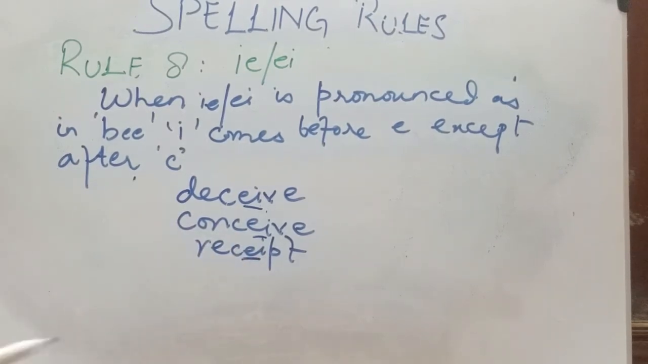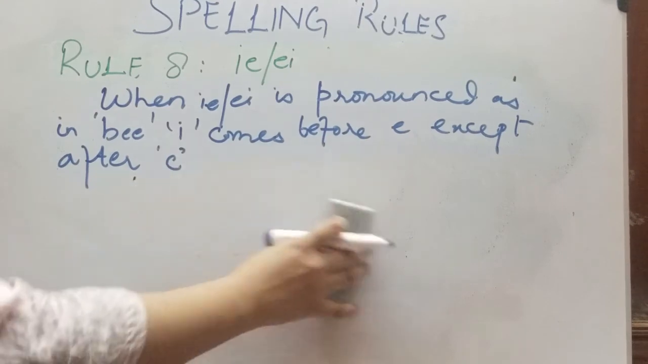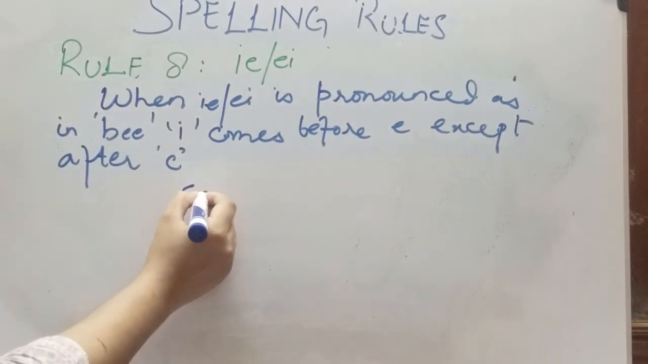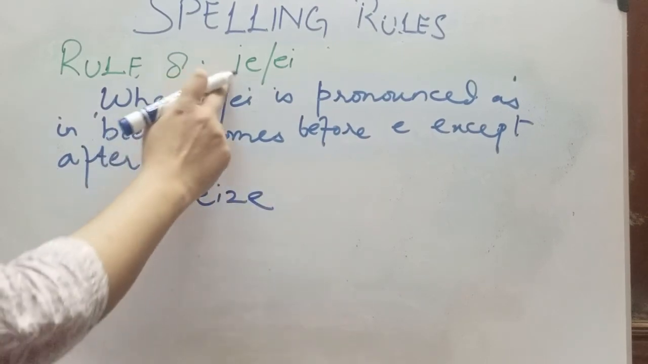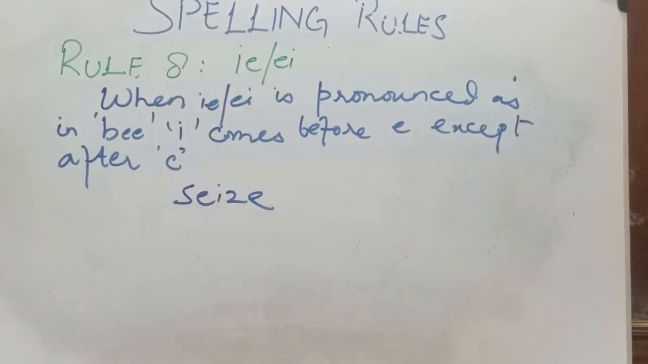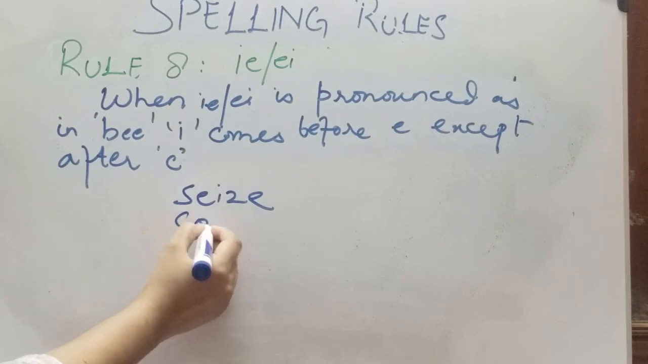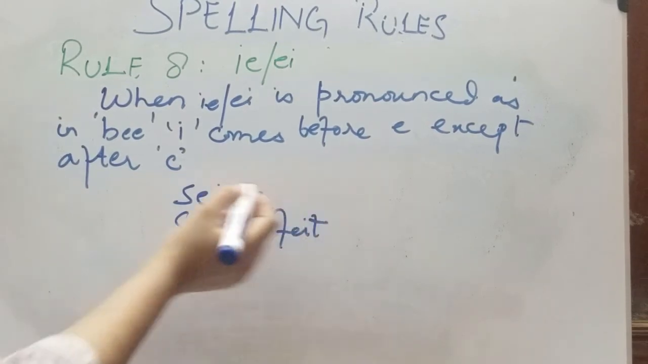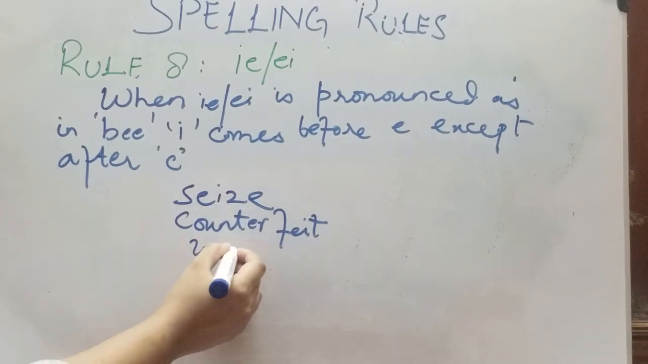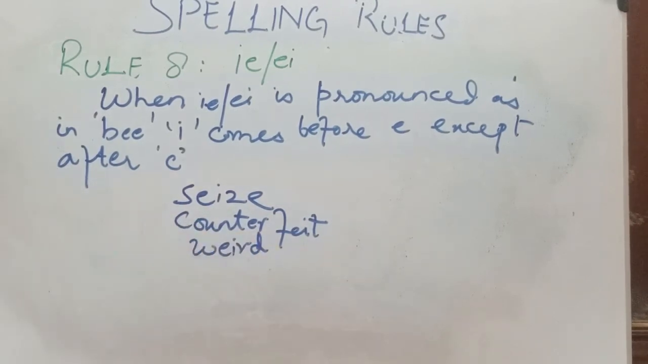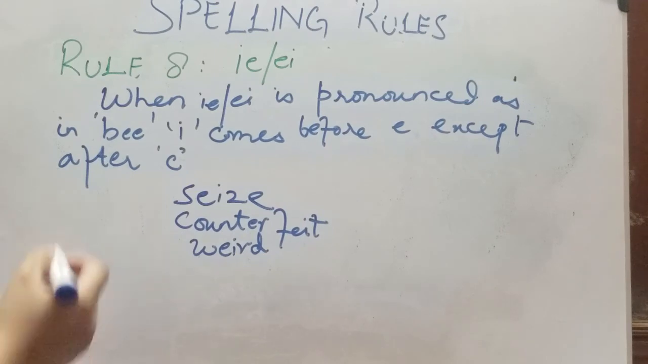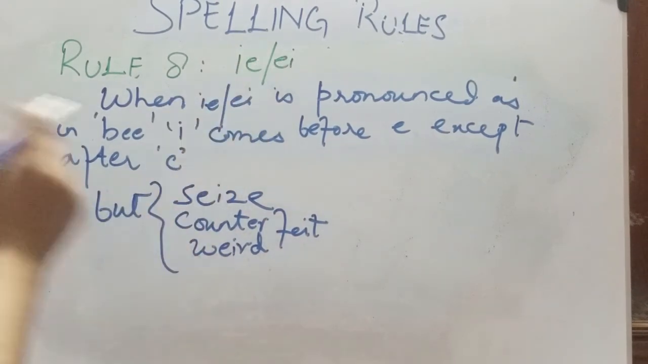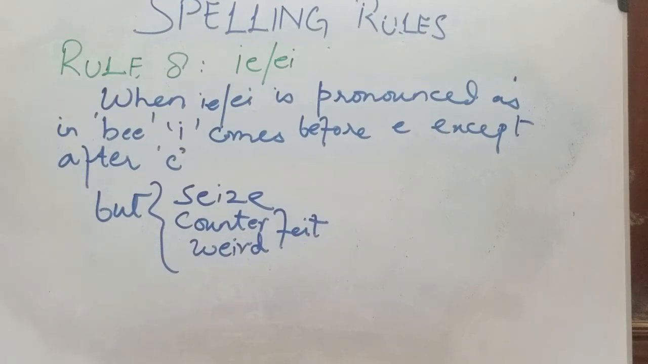But again, in this rule we have a few exceptions. What exceptions are those? For example, you write seize. You don't write IE, but it's EI, seize. Counterfeit. Weird, right? See, these are some of the words where you are having EI. I hope all the rules are clear to you.